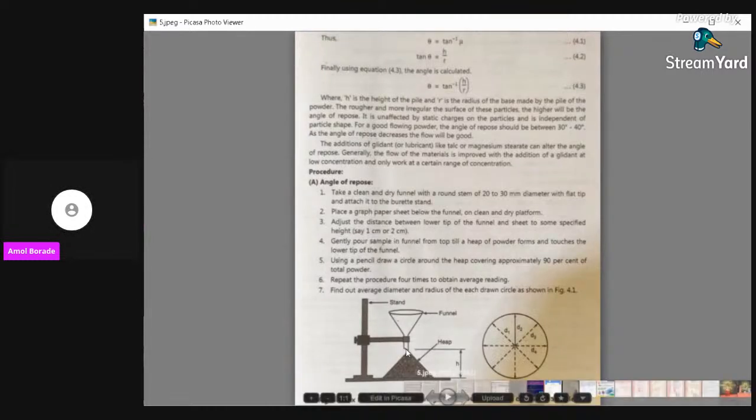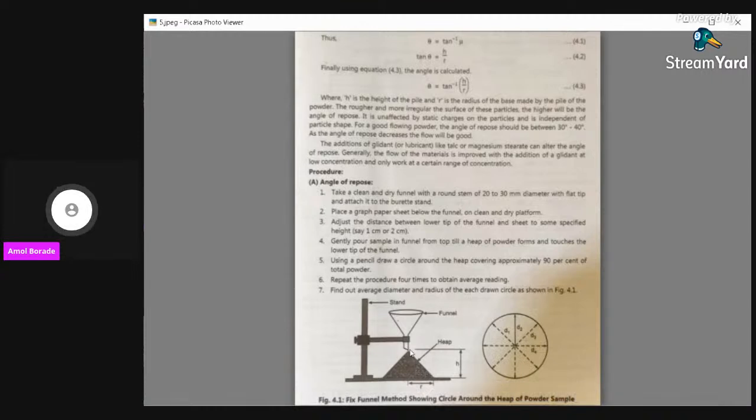Meaning, the distance between the lower end of the funnel and the platform, that is our paper, should be 2 centimeter. Somehow you have to adjust that. Slightly more you can get, but the distance should be proper. There should be some distance between the lower end of the funnel and the horizontal plane graph paper. I hope you are understanding this. You can write in the chat box if you are getting it.